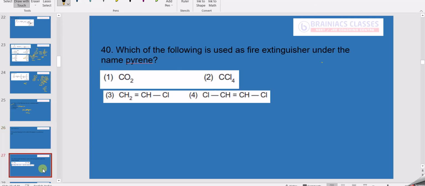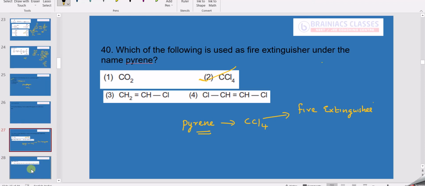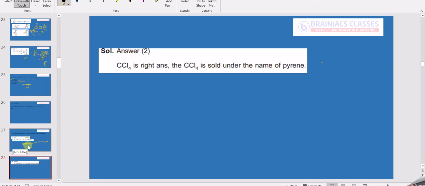Okay, let's go to next question. Which of the following is used as a fire extinguisher under the name pyrene? This is also mentioned in our textbook. Pyrene is a common name for carbon tetrachloride because CCl4 is the main ingredient of fire extinguisher. Please remember, these are all important points. It is commercially distributed under the name pyrene. So option 2 is the correct answer. Clear? I hope it is clear for you. So it is sold under the name pyrene.